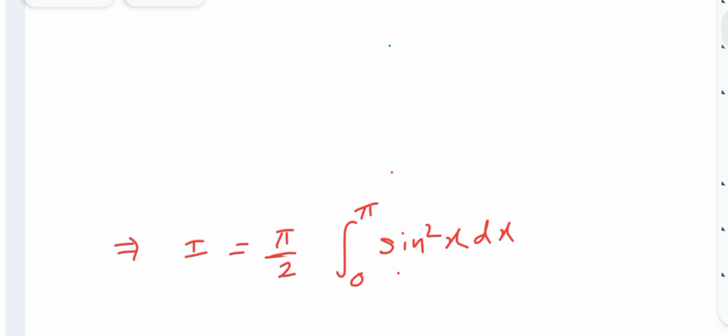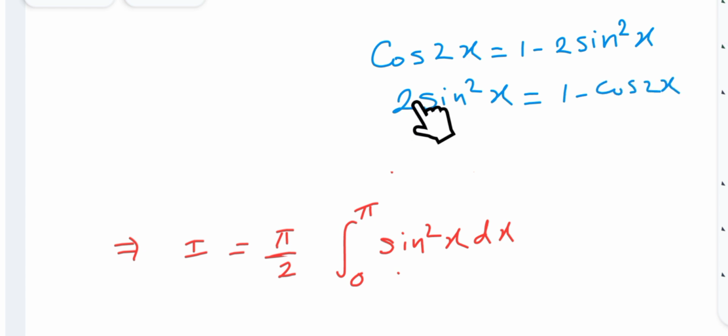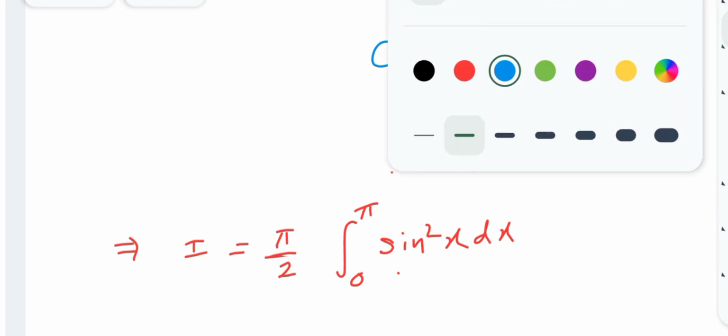We know cos of 2x is equal to 1 minus 2 sin square x. This thing you have to remember, I have discussed in previous videos as well. So if I bring the minus 2 sin square x to the left side, it will be plus 2 sin square x. So 2 sin square x is equal to 1 minus cos 2x. When I remove this 2, it will come to the right side. So ultimately sin square x I can write as 1 minus cos 2x upon 2. So we'll use this property.